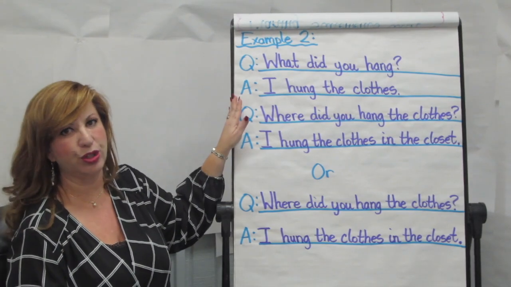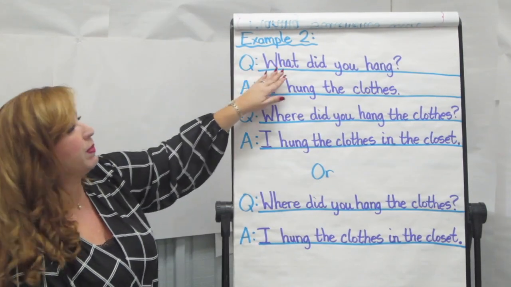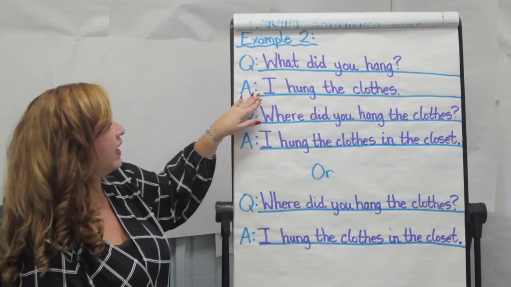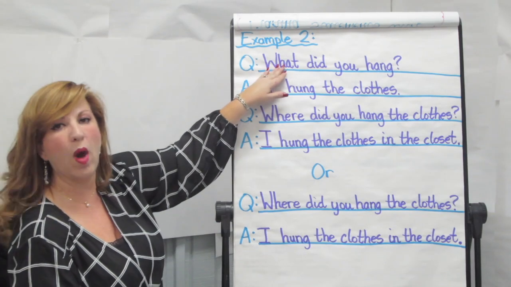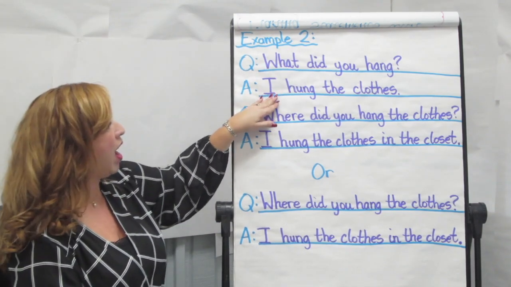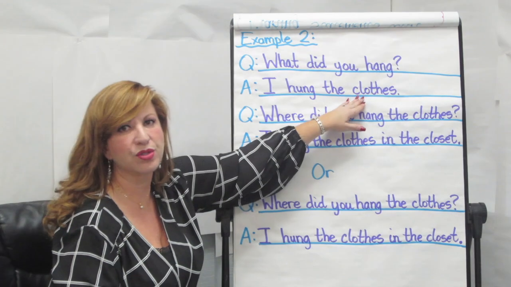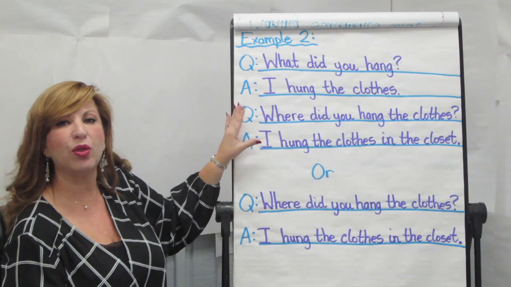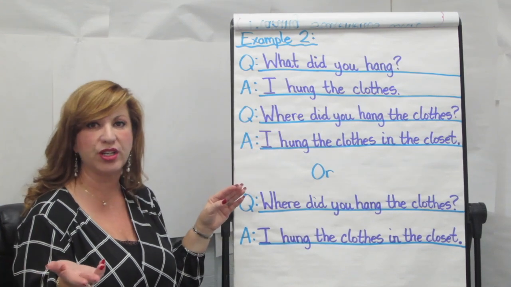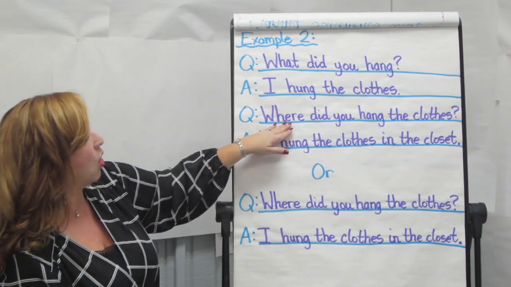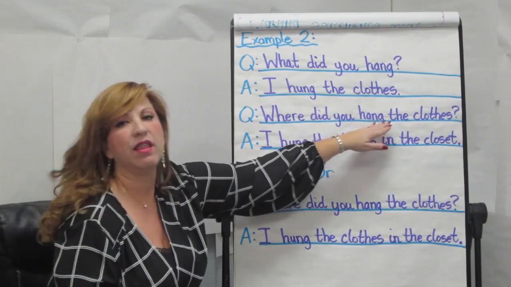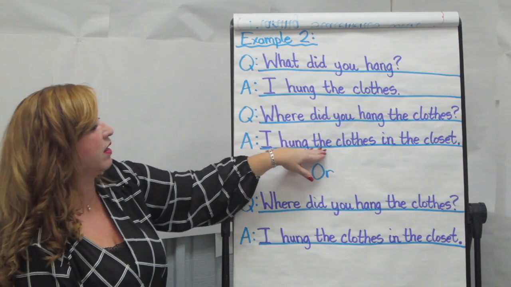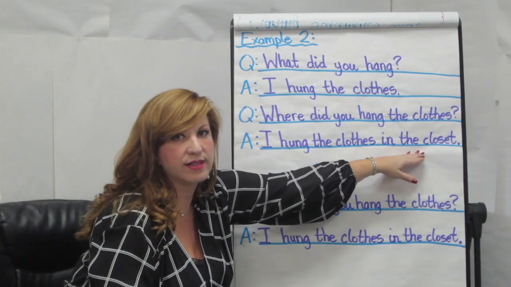So here's example 2. In this question, we begin with the what. What did you hang? The answer is going to address the what. What is the object? I hung the clothes. But the second part of the question is the where. So the where, again, is asking for the location of where it was hung. Where did you hang the clothes? And now we're going to answer, I hung the clothes in the closet.